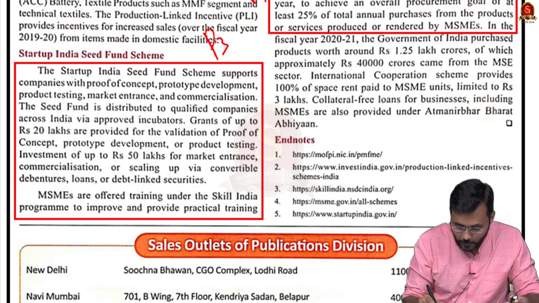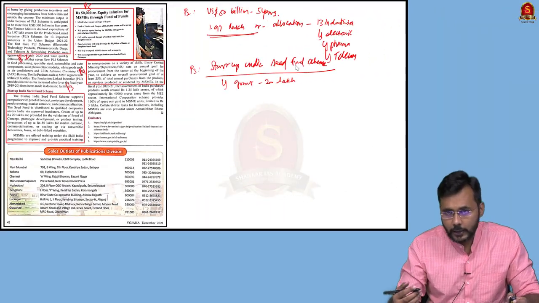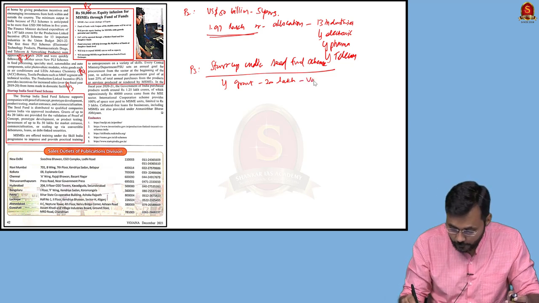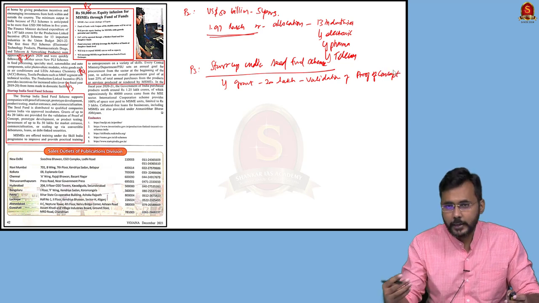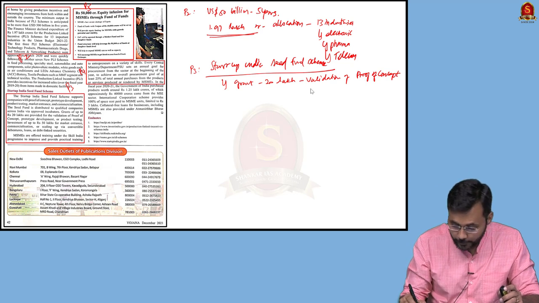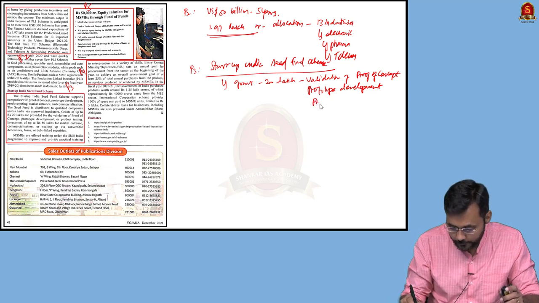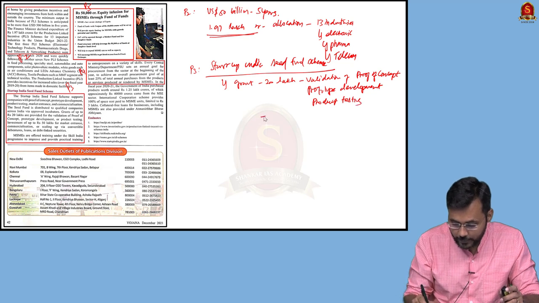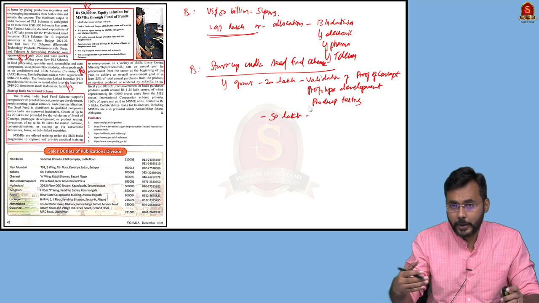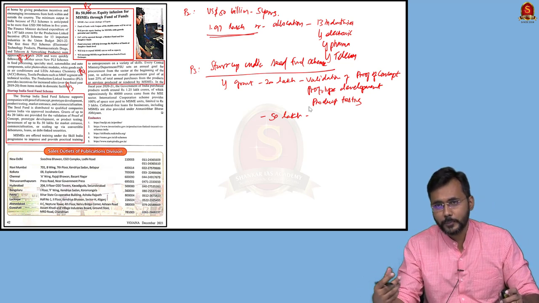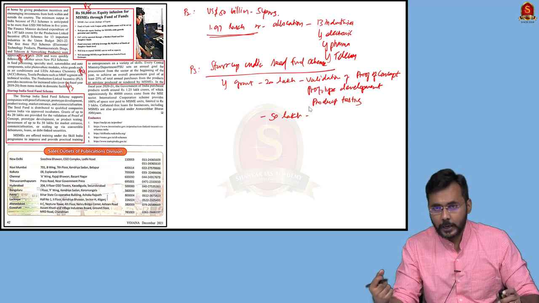So what is the outcome of the scheme? The government is giving a grant up to 20 lakhs. Assume that you are going for a startup. Under this particular scheme, they are going to give 20 lakhs for validation of proof of concept. If you have an idea and that idea seems to be commercially viable, that is one. And prototype development. So your idea is transformed into some product, with iterations and product testing. For that the government gives 20 lakhs.